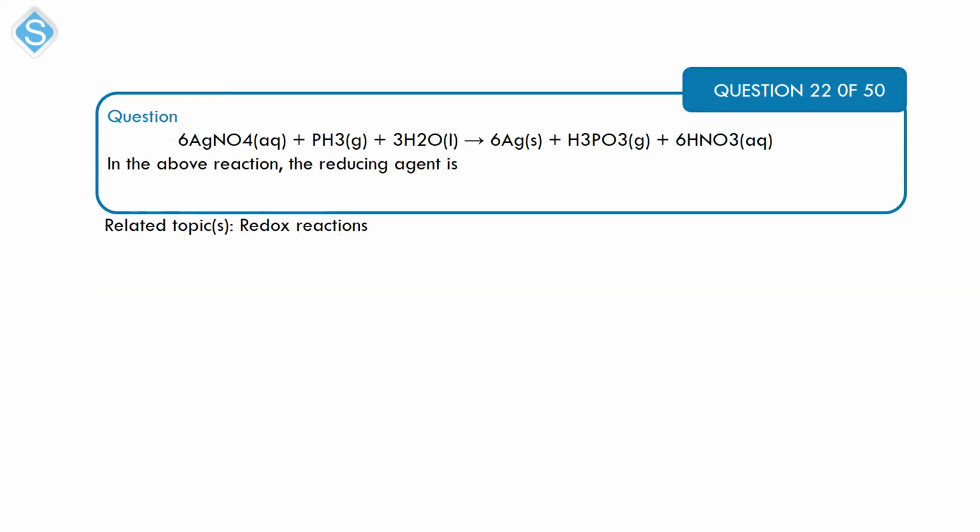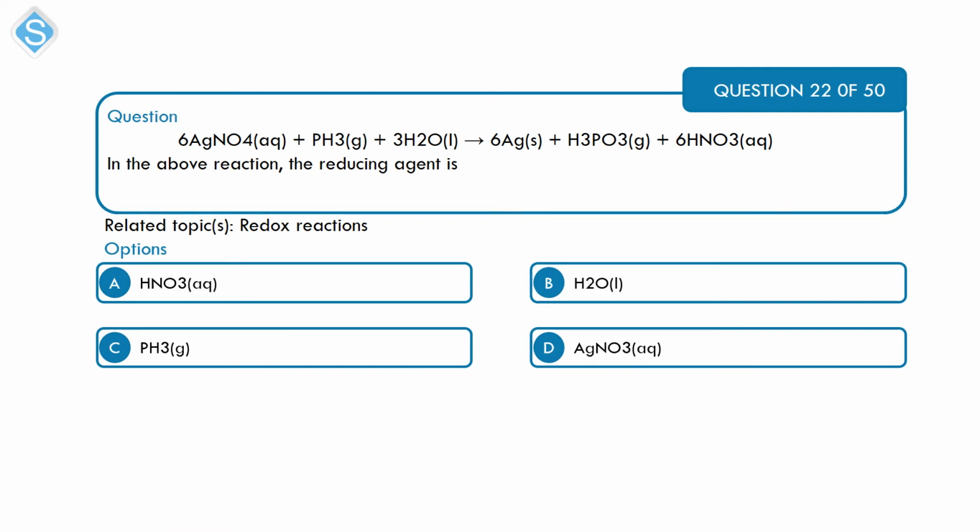This is a question on oxidation and reduction reaction. In the above reaction, the reducing agent is A nitric acid, B water H2O, C PH3, that's phosphine, and D silver nitrate.